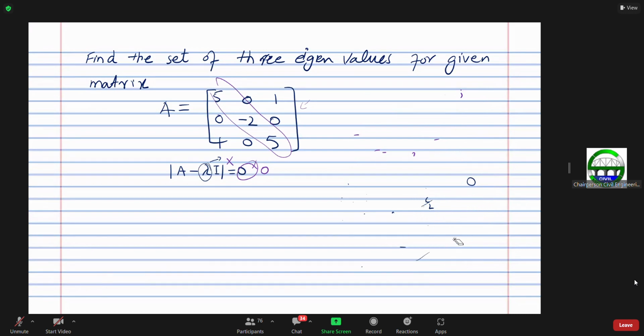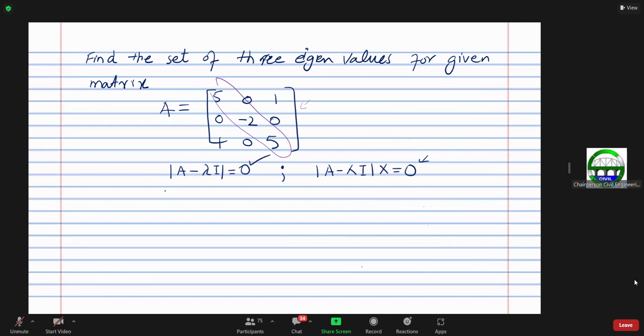Let me try this one. So our equation is A minus lambda I equals 0. This is our equation. Or we can also write it as (A minus lambda I) x equals 0, in case we want to calculate the eigenvectors. But for now, we calculate the lambda values, so we're going to go with this one.